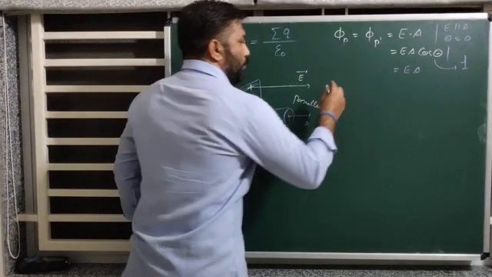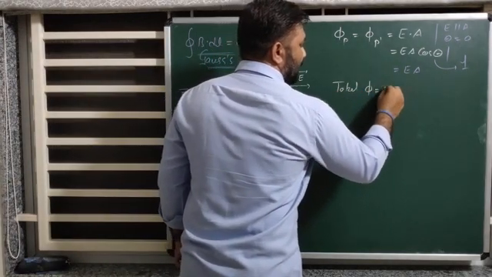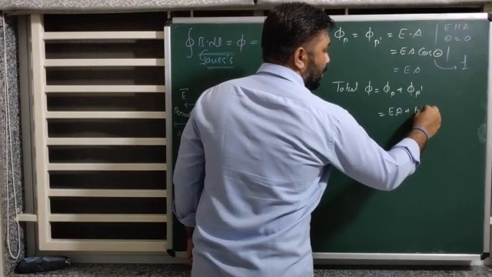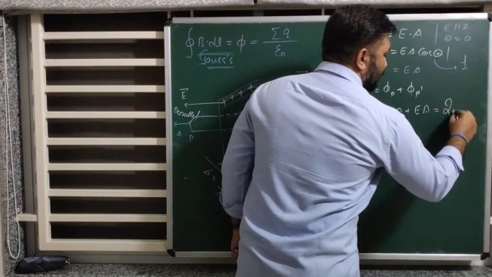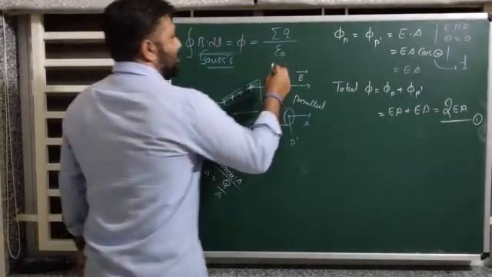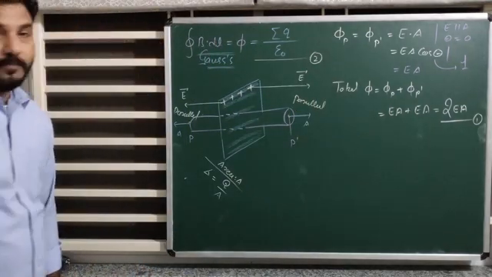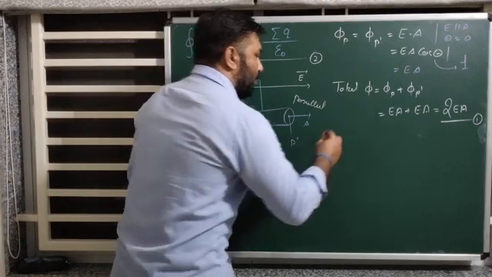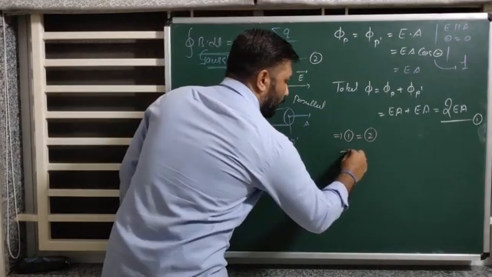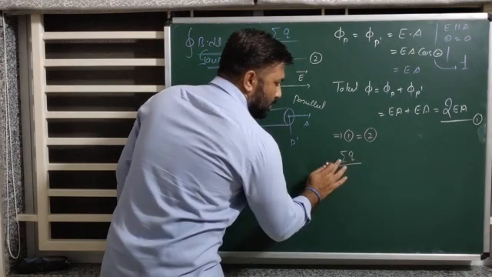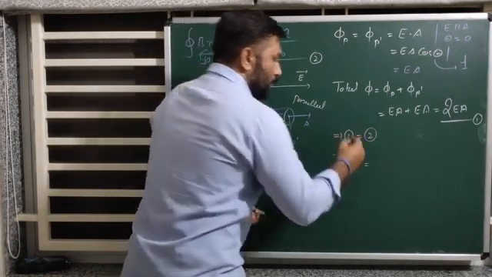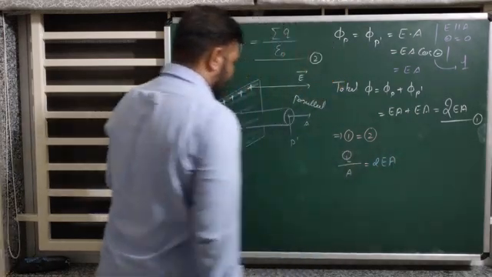So the total electric flux is given by phi P plus phi P dash is equal to EA plus EA. How many times EA? That is 2 times EA. Give it equation number 1. Okay? This is equation number 2, according to Gauss law. Then you have to compare both equations, equation 1 with equation number 2. So you will get the total charge, Q by epsilon 0 is equal to 2 times EA.